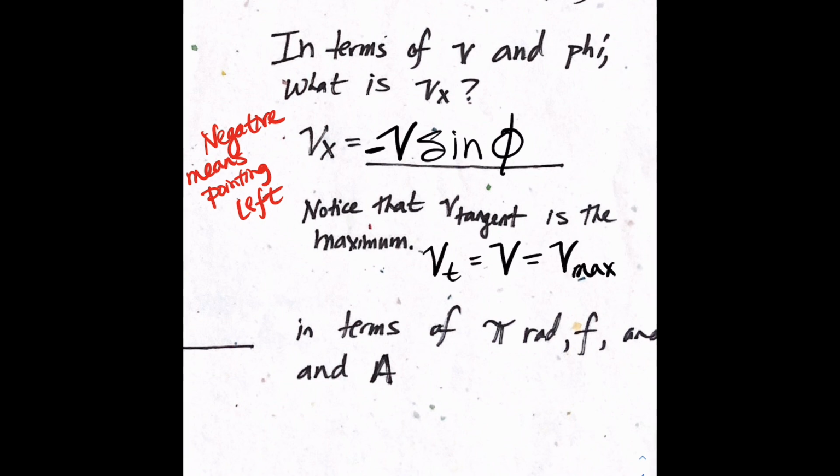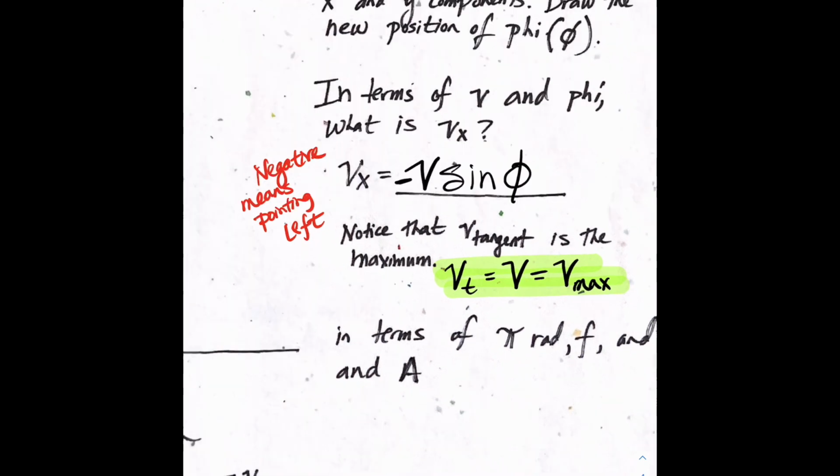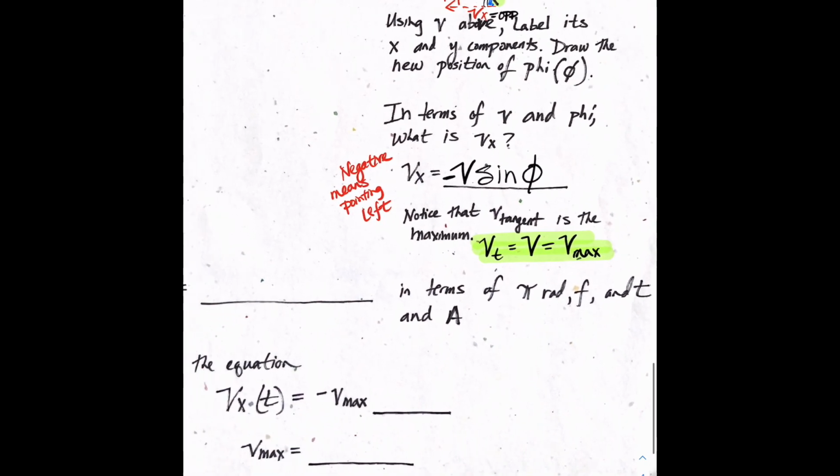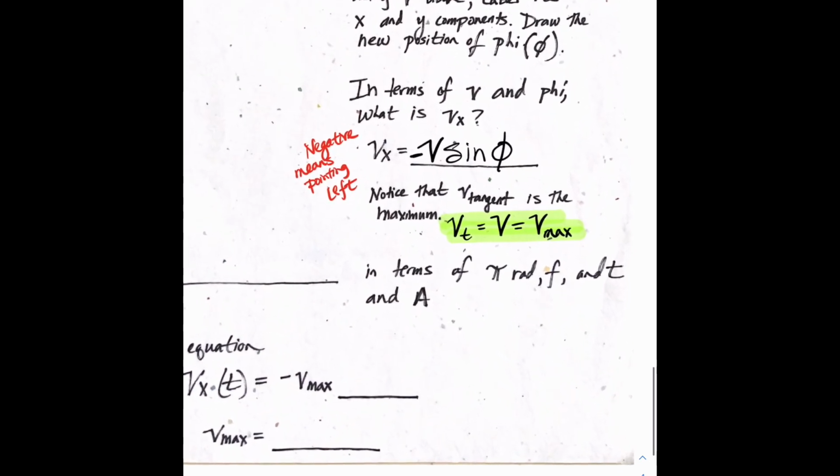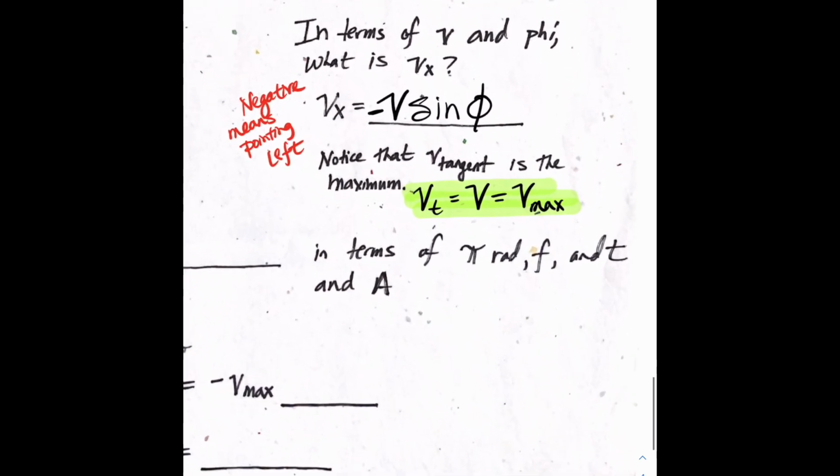All right, and is that super important? No, not totally, but I just wanted to point it out because it's going to show up, because we're going to have to solve for V here in a second. We're going to get an expression for Vx in terms of pi, radians, F, T, and A.